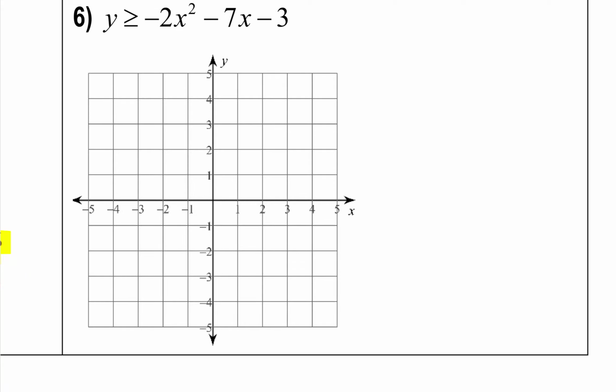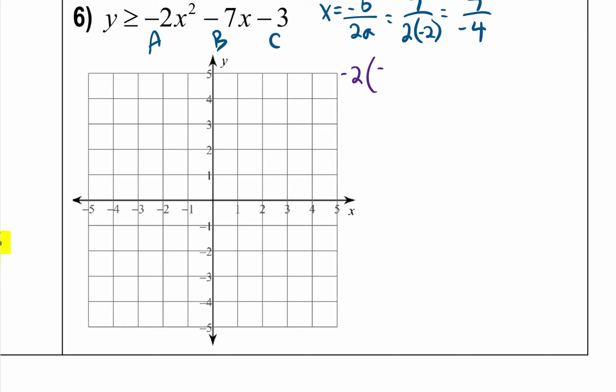Alright, 6, I'm going to do the same thing. So I have first a, b, and c. So I'm going to start with x equals negative b over 2a, which gives me 7 over 2 times negative 2, which is 7 over negative 4. Okay, that's my x value. Now I plug that in and find y. So I have negative 2 times negative 7 over 4 squared minus 7 over, or times 7 over negative 4, and then minus 3.